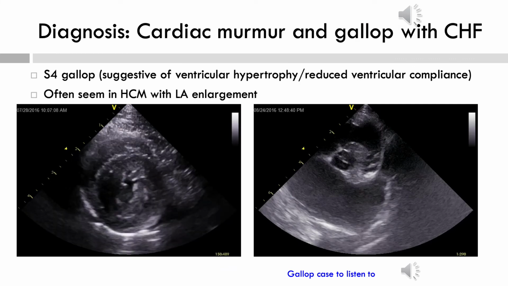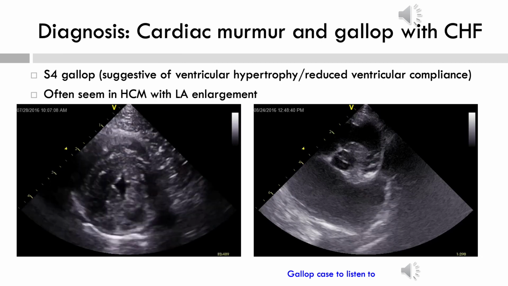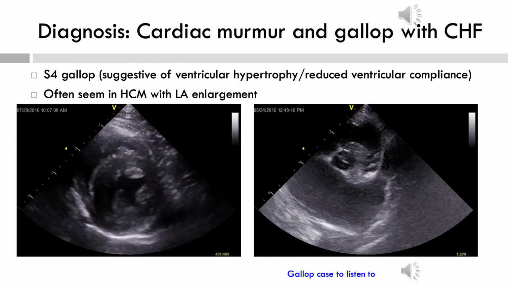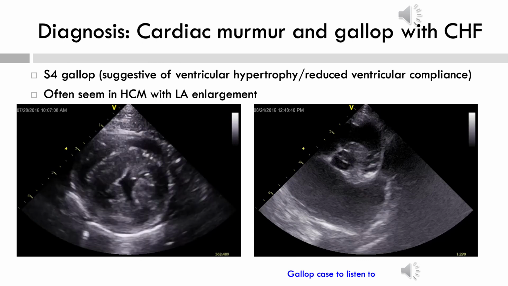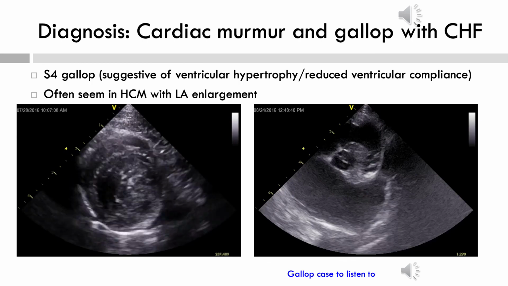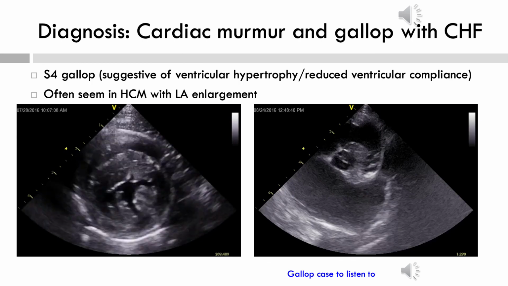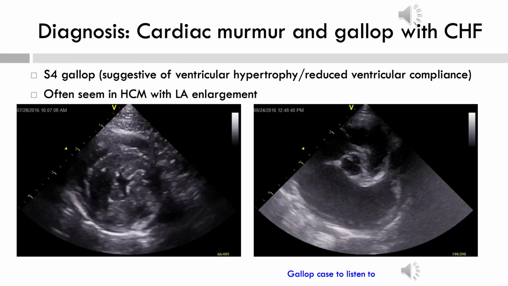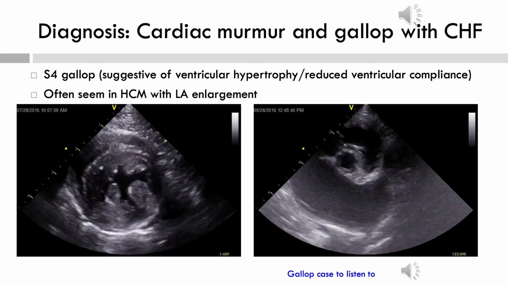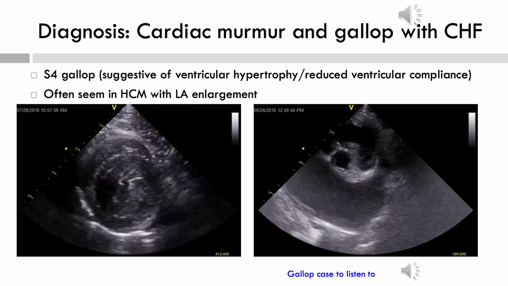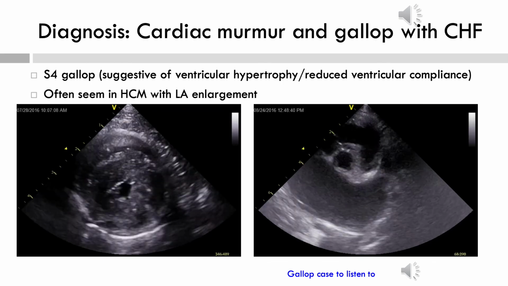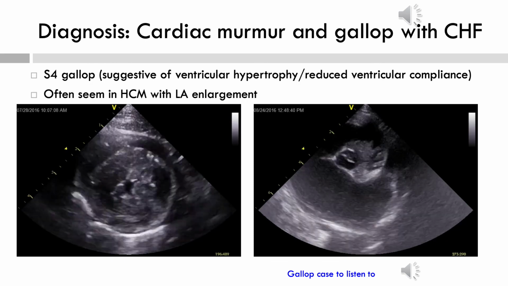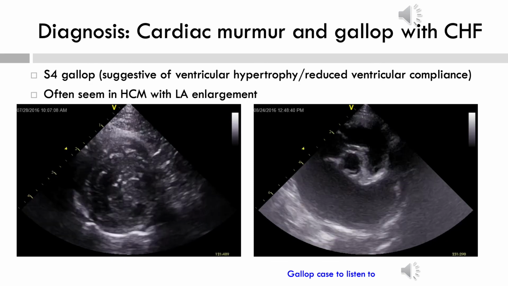That recording had a cardiac murmur and a gallop in a cat with congestive heart failure. An S4 gallop is seen most frequently with concentric hypertrophy of the left ventricle and indicates reduced ventricular compliance. It is sometimes seen in cats with hypertrophic cardiomyopathy, especially in cats with left atrial enlargement. The echo panel on the left shows concentric hypertrophy of the left ventricle, and the echo panel on the right is a picture of the aorta and a markedly enlarged left atrium.